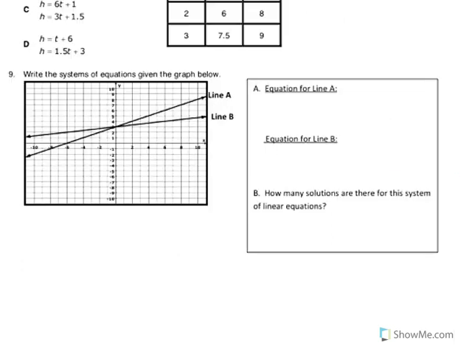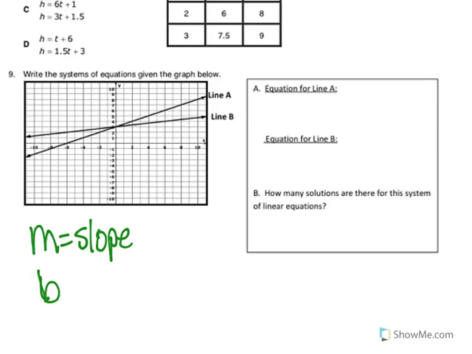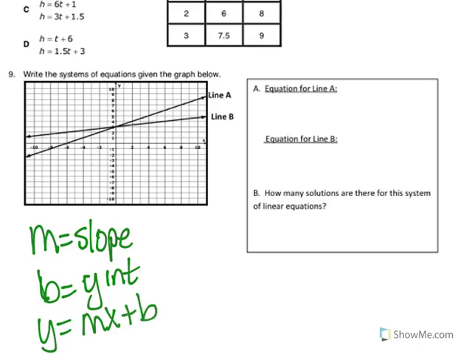Okay, so on number 9, we're going to look at the graph. And it says, write the systems of equations given by the graph below. So all we're doing is figuring out the equations for 2 lines. And so to figure out the equations, we want to find the slope. And we want to find the y-intercept, which is b. And we can write it in the format y equals mx plus b. So let's take a look. Well, notice that both lines have the same y-intercept right there at 3. So we know it's going to say plus 3 at the end because that's your y-intercept.